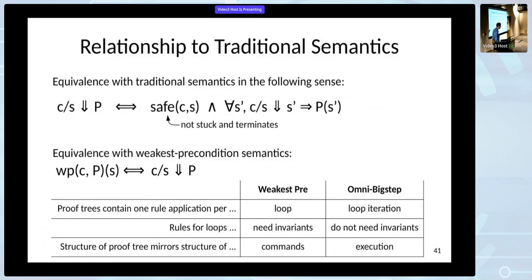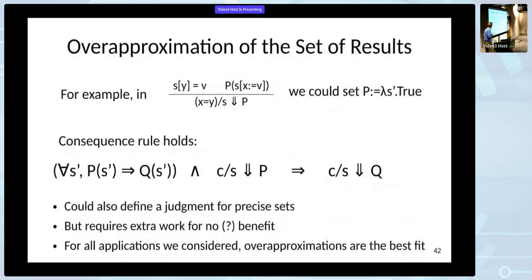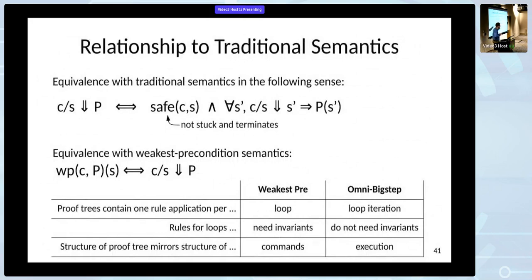That means we do some kind of unrolling. That means that a weakest precondition needs invariants for loops, whereas we do not. We need invariants because we just unroll until it's done. And also that means that the structure of weakest precondition proofs mirrors the structure of the commands, whereas the structure of our Omni-Bigstep derivations mirrors the structure of the execution. And mirroring the structure of the execution is important if you want to do induction over an execution.